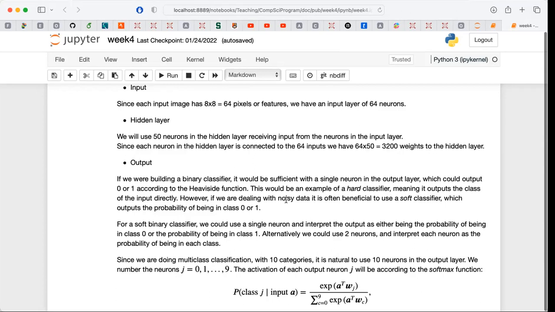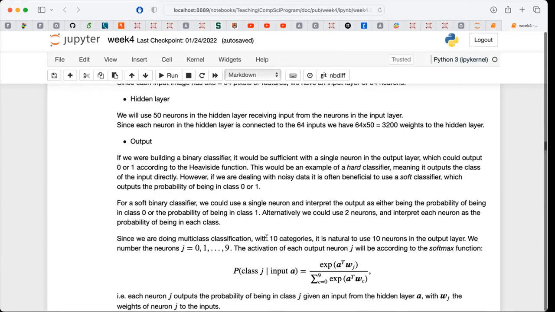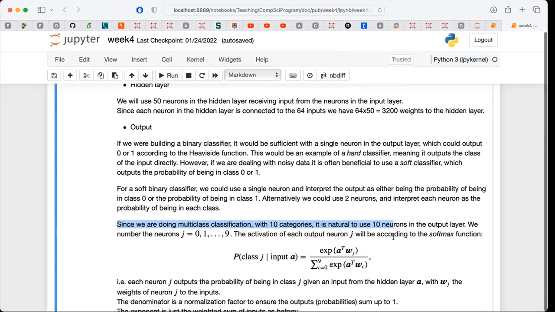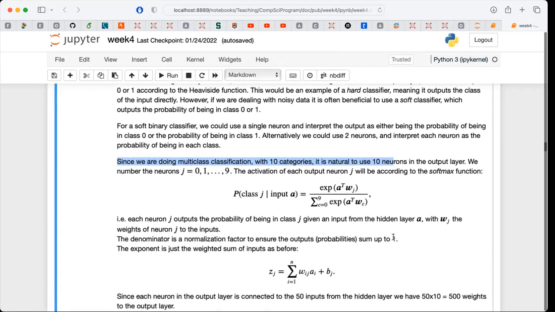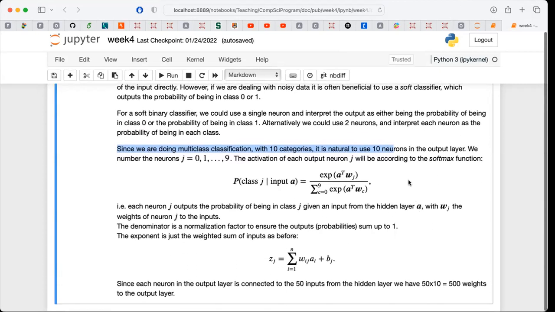However, your output layer is fixed, because in this case, we have 10 categories. And then it's natural to have 10 neurons in the output layer, because you're going to output 10 possible numbers. And the type of activation function which you would use then in the output layer would then be the softmax function, which is a probability.